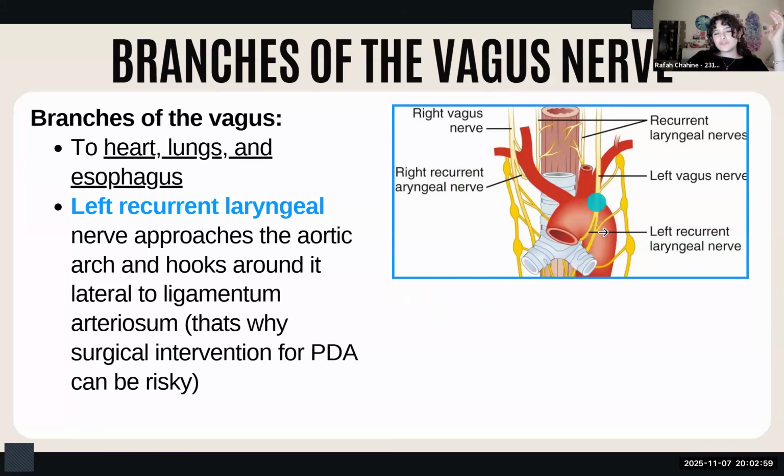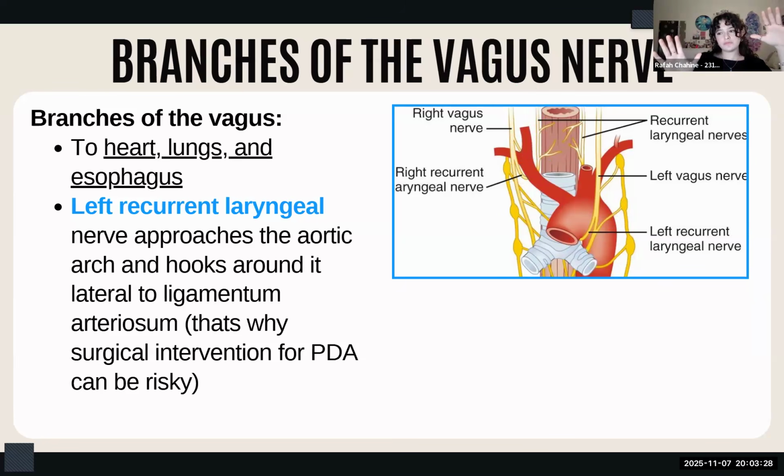I want you to see and notice how it literally hooks under the arch of the aorta, and then it comes back up. And this is why they call them recurrent. They're recurrent because they come back. That's the way that I remembered it. And then the right recurrent laryngeal nerve doesn't hook under the arch of the aorta because it physically cannot. Instead, it's going to hook under the right subclavian artery.